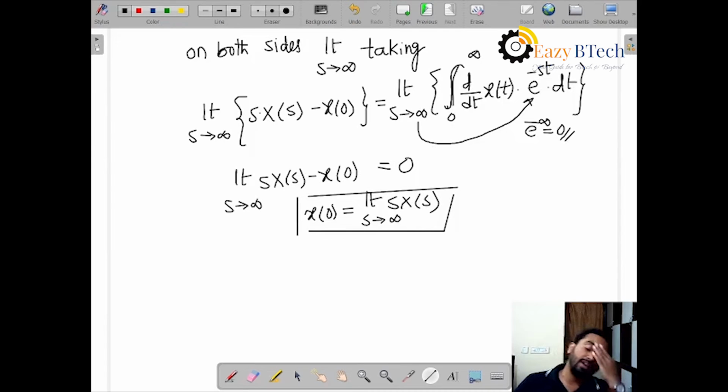So this is the initial value. What is the initial value theorem saying? It is used to find the initial value of the signal. What is this initial value of the signal? We can find it using the limit s tends to infinity of s into X of s. That gives the initial value of the signal.